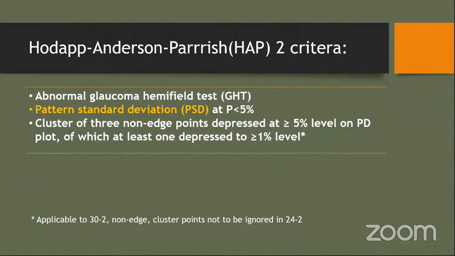So now the question comes, once we have an abnormal defect, when to say it's glaucoma. So we have used several scales and criteria. Most of the scales have been developed from randomized clinical trials. The one which is used and very popular is the HAP2 criteria, which includes an abnormal glaucoma hemifield test and pattern standard deviation and the number of points depressed to different probability levels.